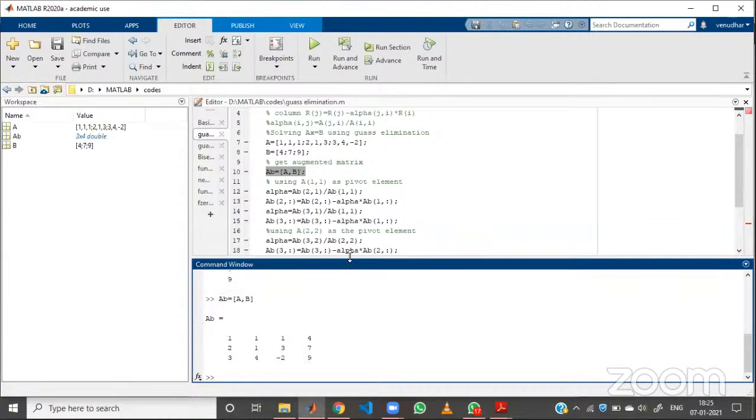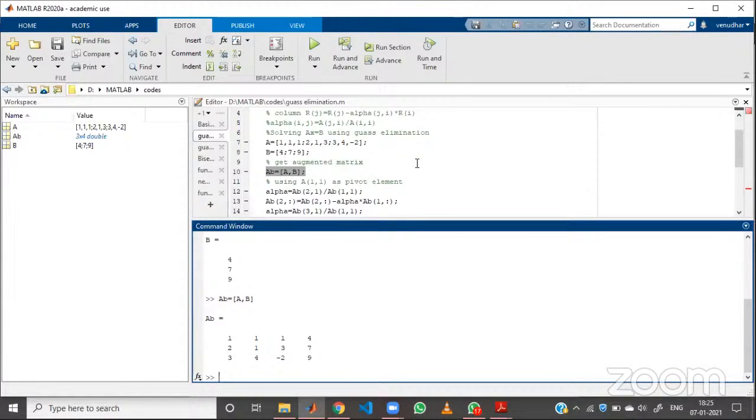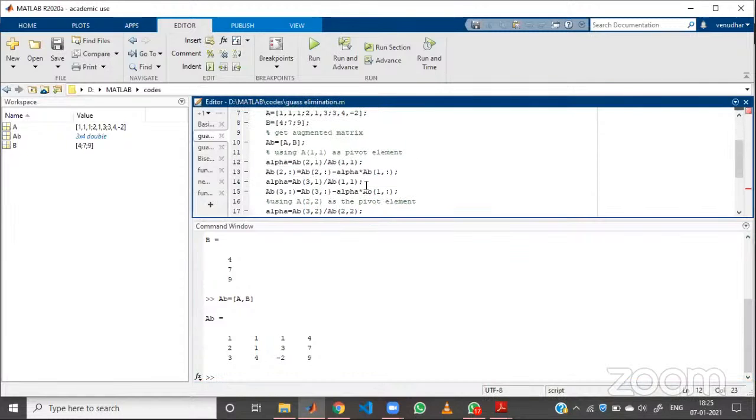This one will be the augmented matrix. Here we will have pivot elements A1,1, A2,2, and A3,3. But we don't have any other row after A3,3. So we will just use A1,1 and A2,2 as the pivot elements to make the columns below them 0.